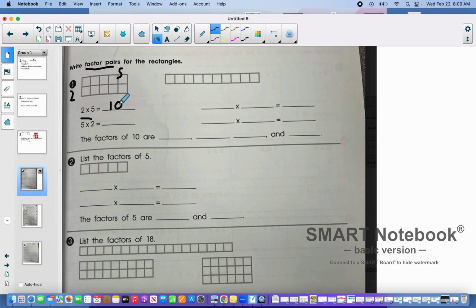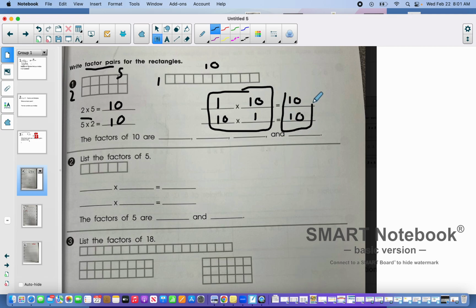You can also consider it a 5 by 2. It's an area of 10. I can make a 1 by 10 or a 10 by 1. So the fact family would be 1 times 10 equals 10, or 10 times 1 equals 10. Again, the numbers on each side of this multiplication sign are the factors. And then over here is what we produce or make. That's called the product. So the factor pairs, start in number order, are 1, 2, 5, and 10.